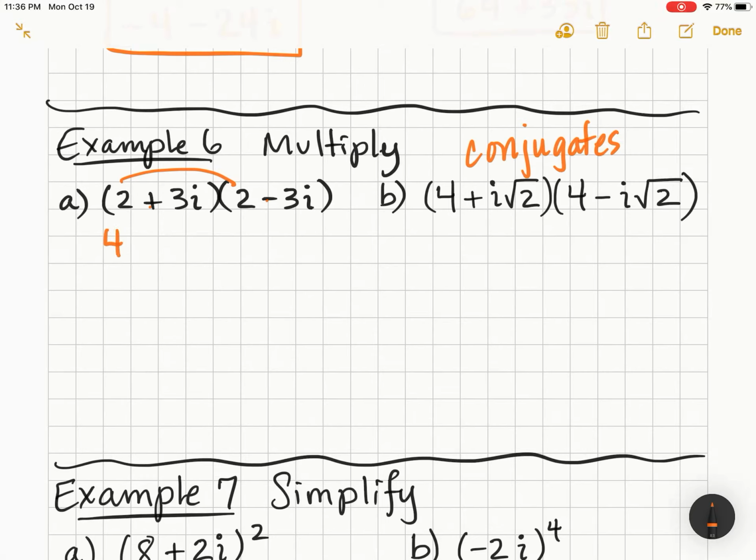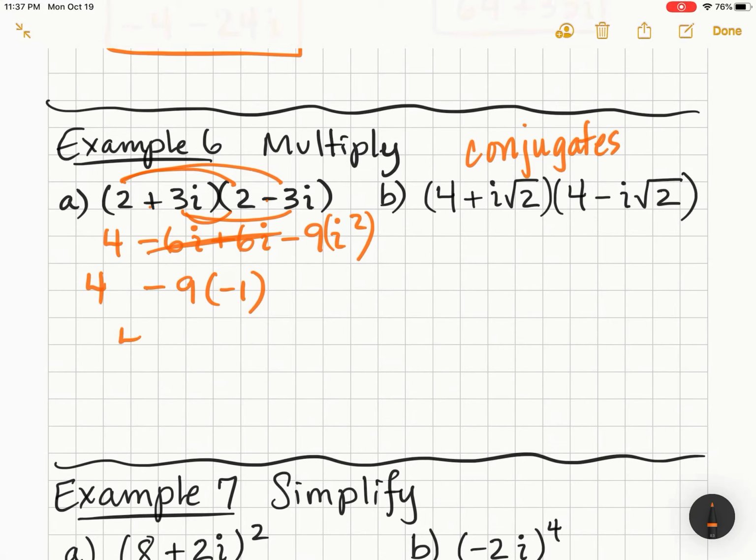Okay, so when we do first, we get 4. Outer is a minus 6i. Inner, positive 6i. And last, let's be careful. Positive 3 times a negative 3 is a negative 9. i times i is i squared. So, of course, we need to put that negative 1 there. But here's what I love about conjugates. The outer and inner always cancel. And so now, there's no more i. And it always happens that way with conjugates. The i's go away.